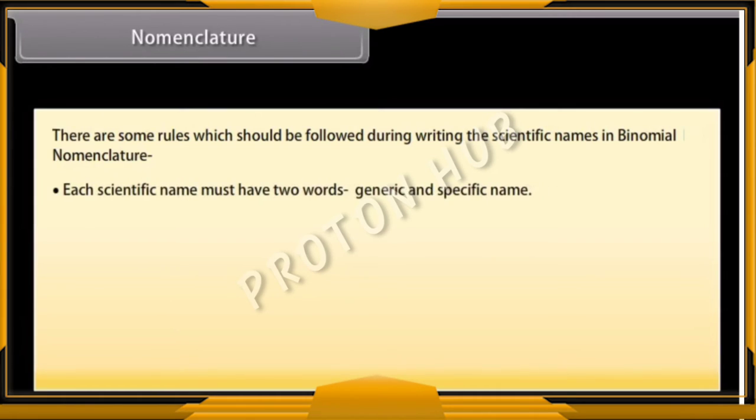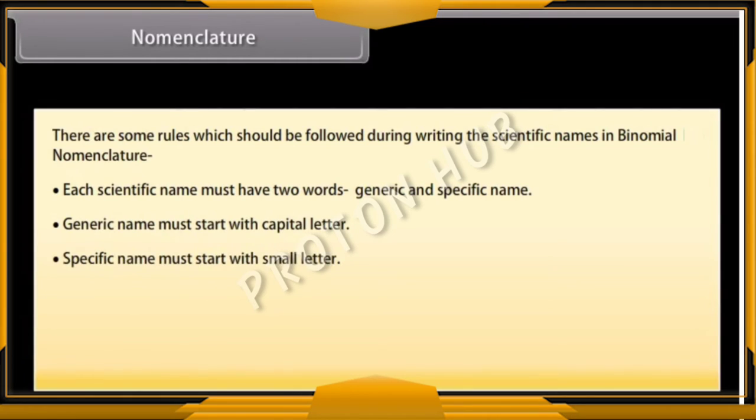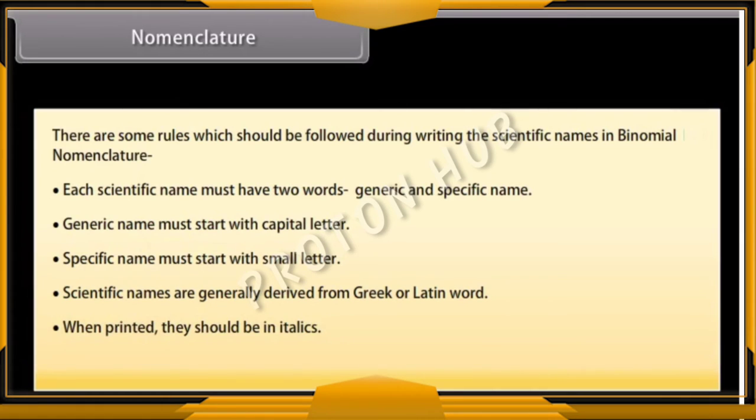Each scientific name must have two words, generic and specific name. Generic name must start with a capital letter. Specific name must start with a small letter. Scientific names are generally derived from Greek or Latin words. When printed, they should be in italics. When handwritten or typed, they should be underlined.